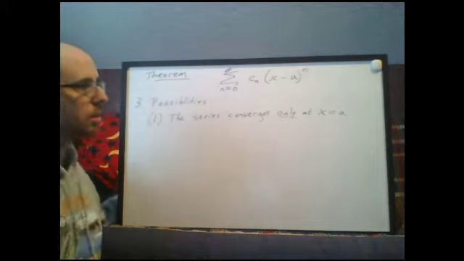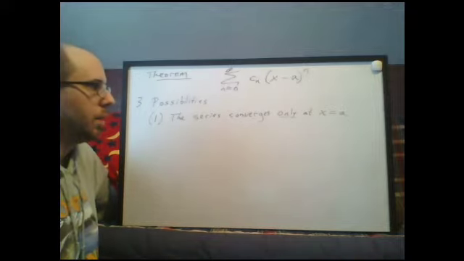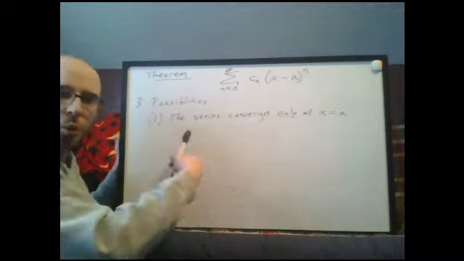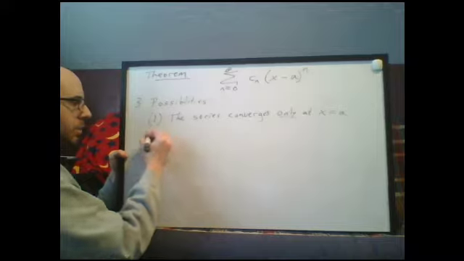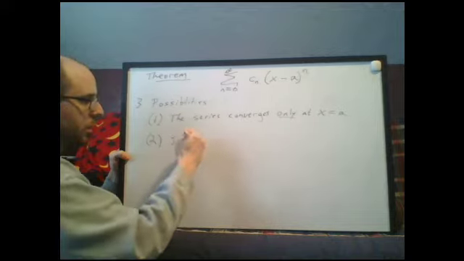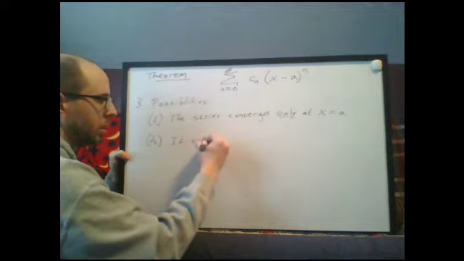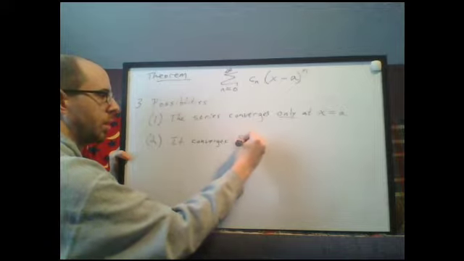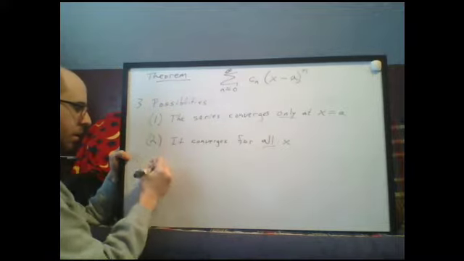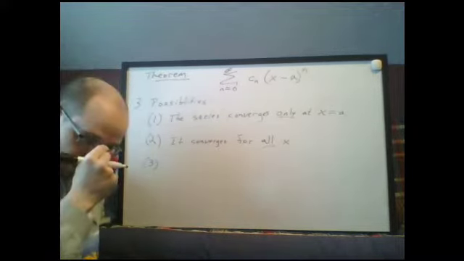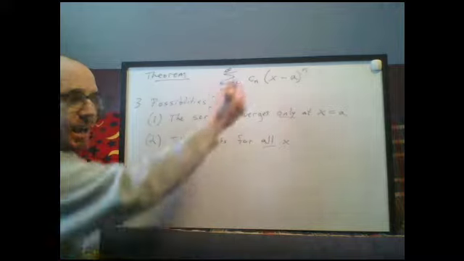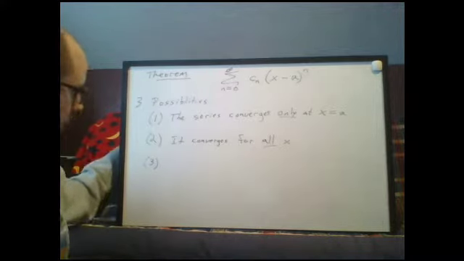So it's always convergent when x equals a. So this is like the worst case scenario. Next possibility is it converges everywhere. It converges everywhere for all x values. So that's kind of the best case scenario. Then any x value can be plugged in and give me a convergent series.